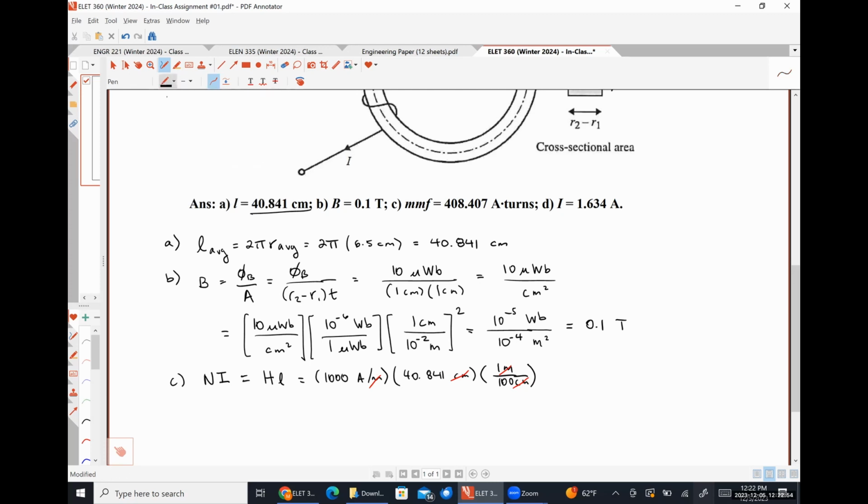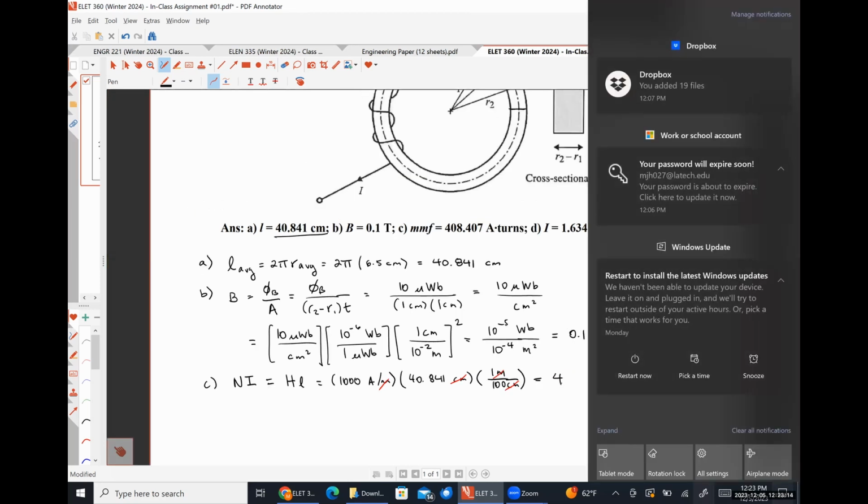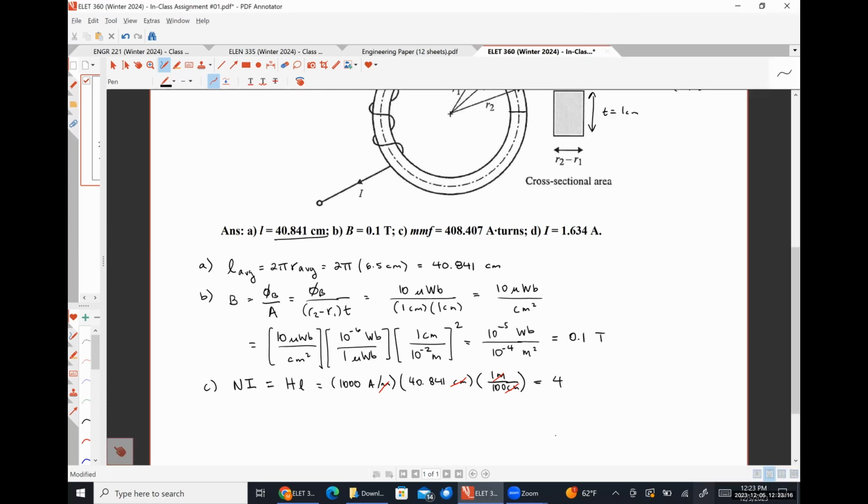Okay. So throwing this into our calculator, we have 1,000 times 40.841 divided by 100 gives me 408.41, which that's from rounding, amp turns.